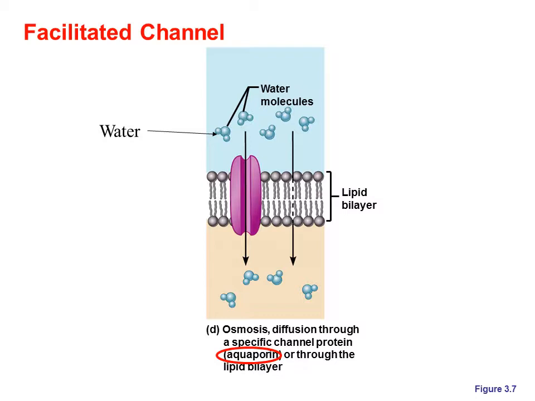This specific channel protein is going to move water across the membrane. Remember, water can squeeze directly across the membrane in a process called simple diffusion. Water can also move across the membrane through the facilitated channel proteins. The specific channel protein that moves water is called an aquaporin.